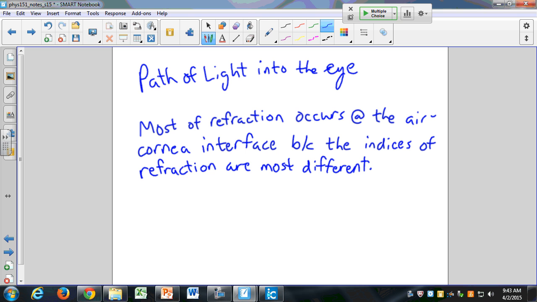Once the light rays actually get into the eye, it's traveling through a substance that's a lot like water, so the index of refraction doesn't change that much. Now the lens is a little bit different because it has to be in order to focus the light onto the retina, but most of the bending of light actually occurs at the cornea when it enters the eye from the air.